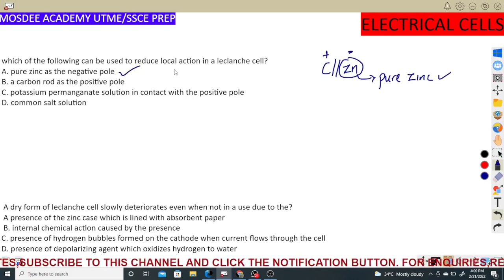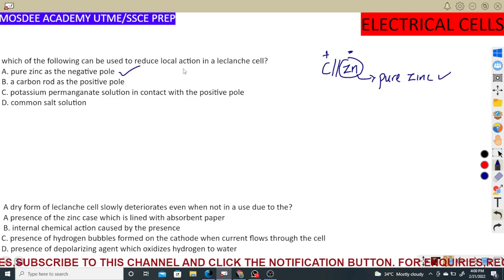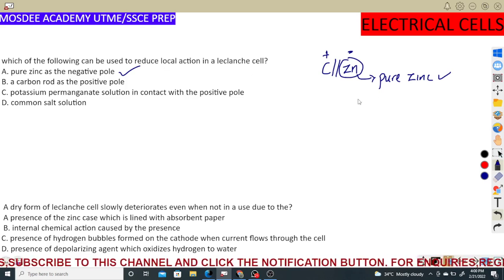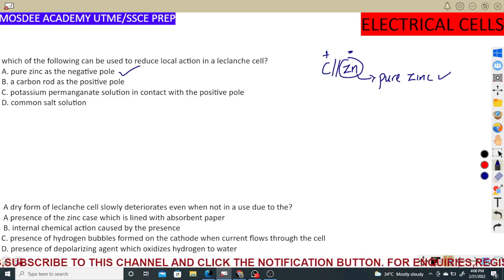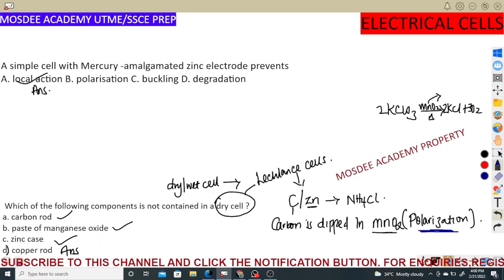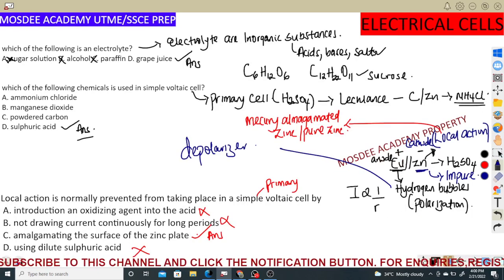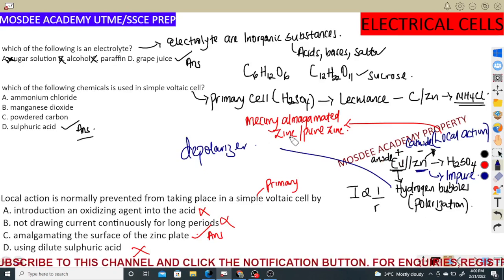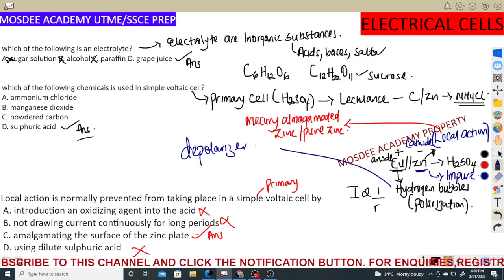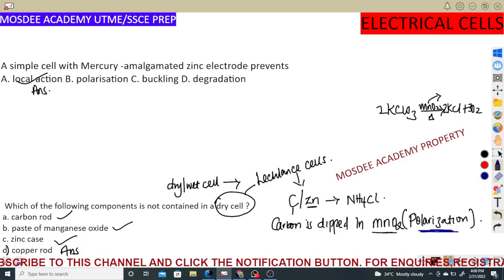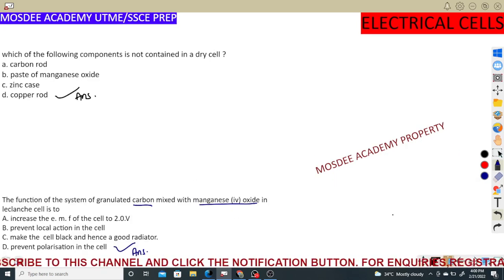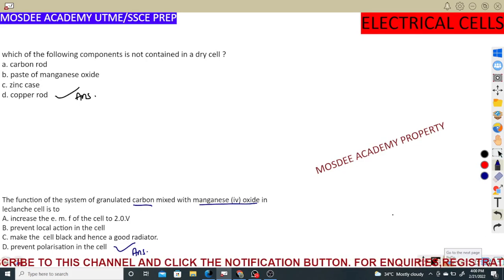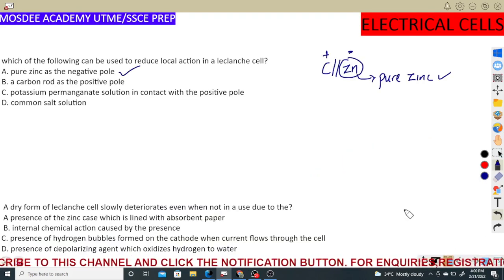How do we reduce local action? By using mercury amalgamated zinc, which is pure zinc. We've talked about this. If you are still doubting, I can show you because it is here. See, mercury amalgamated zinc, or pure zinc. I'm just showing you. I've actually written it there just for you to see. I want you guys to follow us very well, so please watch this video till the end.